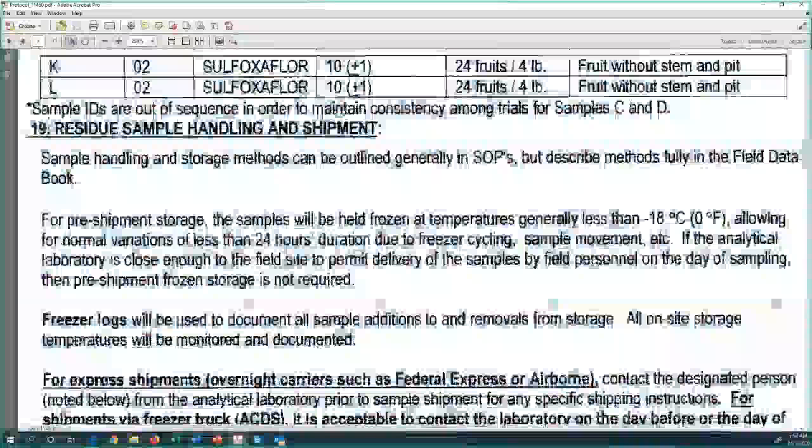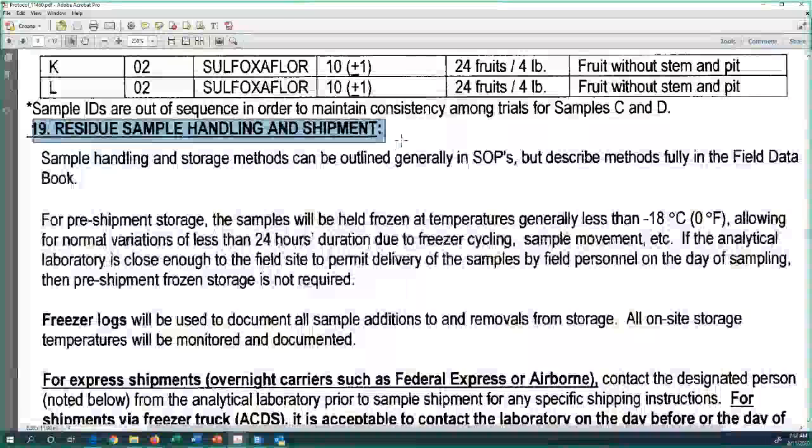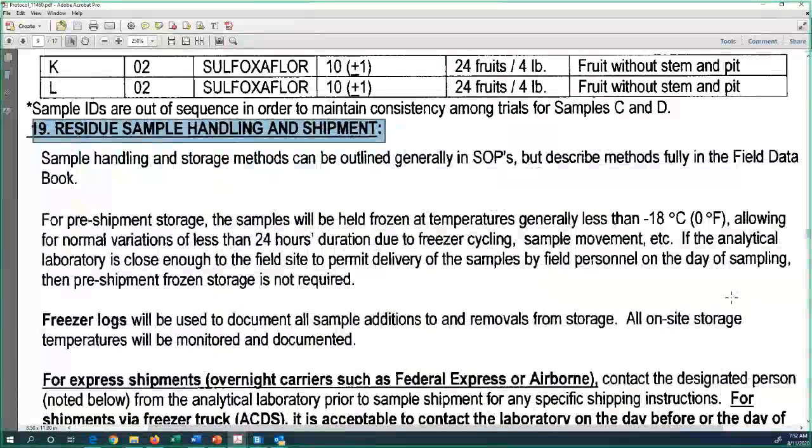Can we see that? Field, keep going down, keep going down. When we see the lab, we stop. Now we see the lab. We see the trials first.